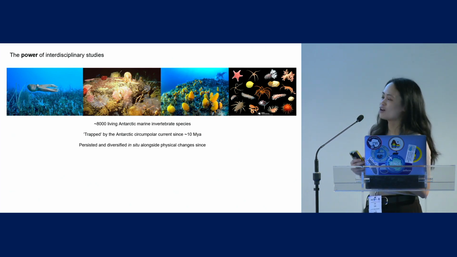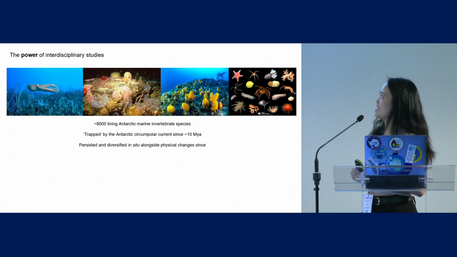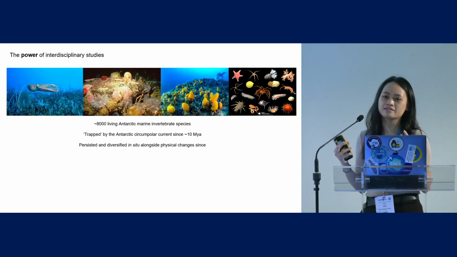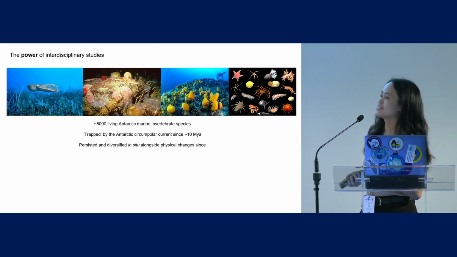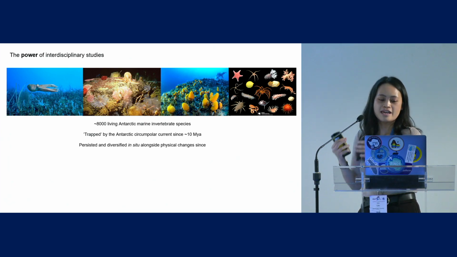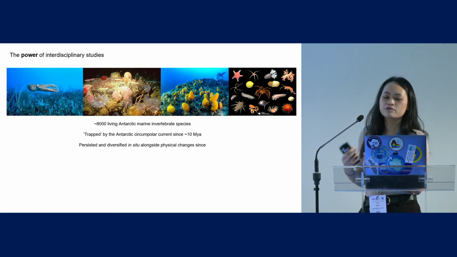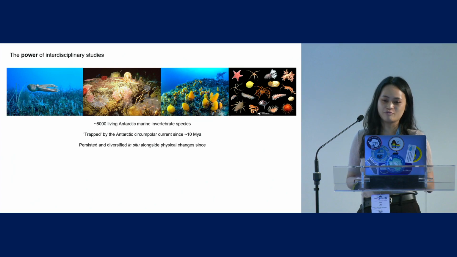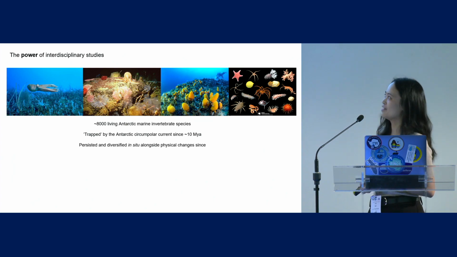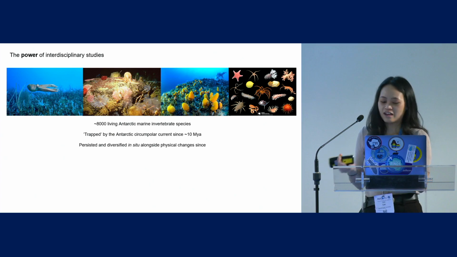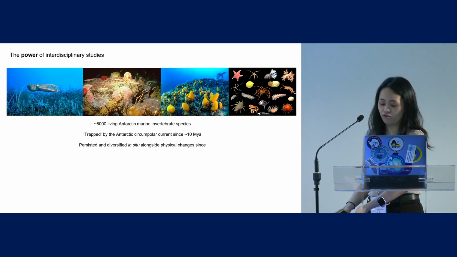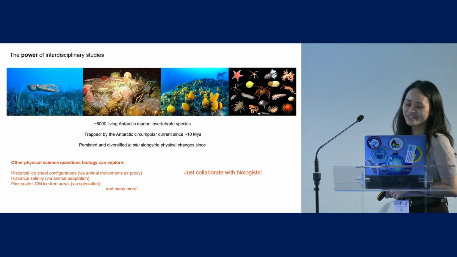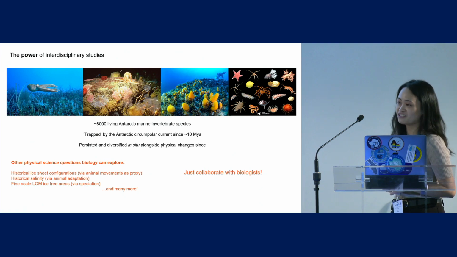So at the moment, there are 8,000 living Antarctic marine invertebrate species in the Southern Ocean. They and their ancestors have been trapped by the Antarctic Circumpolar Current system since 10 million years ago, and they have persisted and diversified in situ in Antarctica since. So animals respond as the environment changes, and their genomes will have recorded how their ancestors responded to these past events in the past 10 million years. And these animals, their genomes, are just sitting on the seafloor right now, waiting for us to pick them up. And there are so many questions that we can explore, including grounding line expansion and retreat.